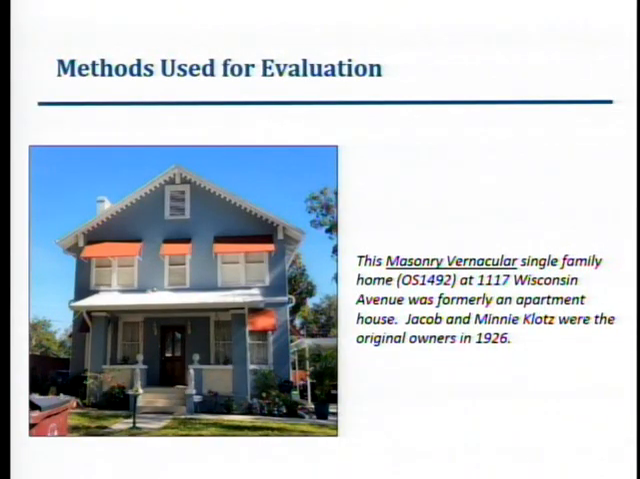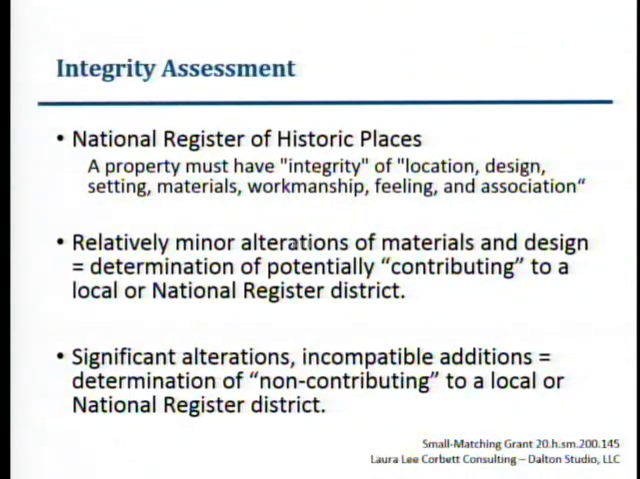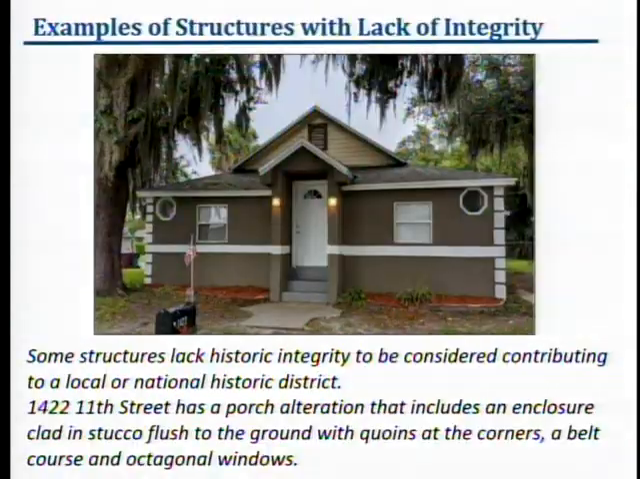So for the methods used for evaluation, Ruben went through much of this. We talk about the 7 aspects of integrity, and how relatively minor alterations, like vinyl siding, vinyl windows, enclosed eaves, adjustments to the foundation, or enclosed porches, don't necessarily mean that a property would be considered non-contributing.